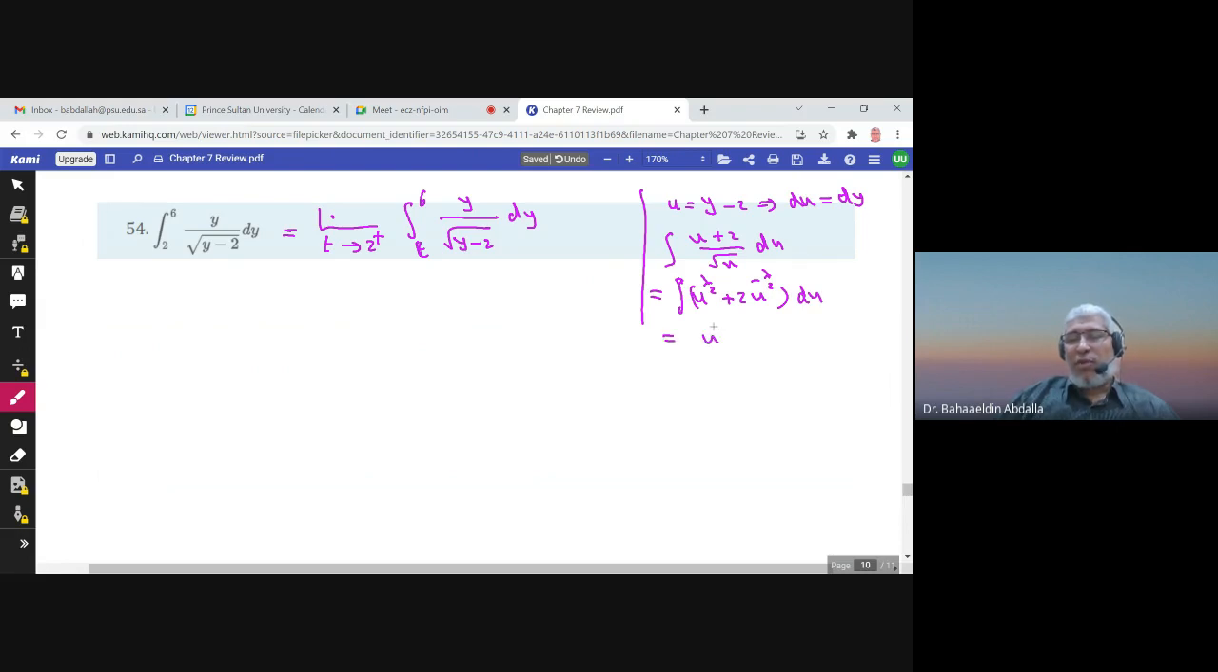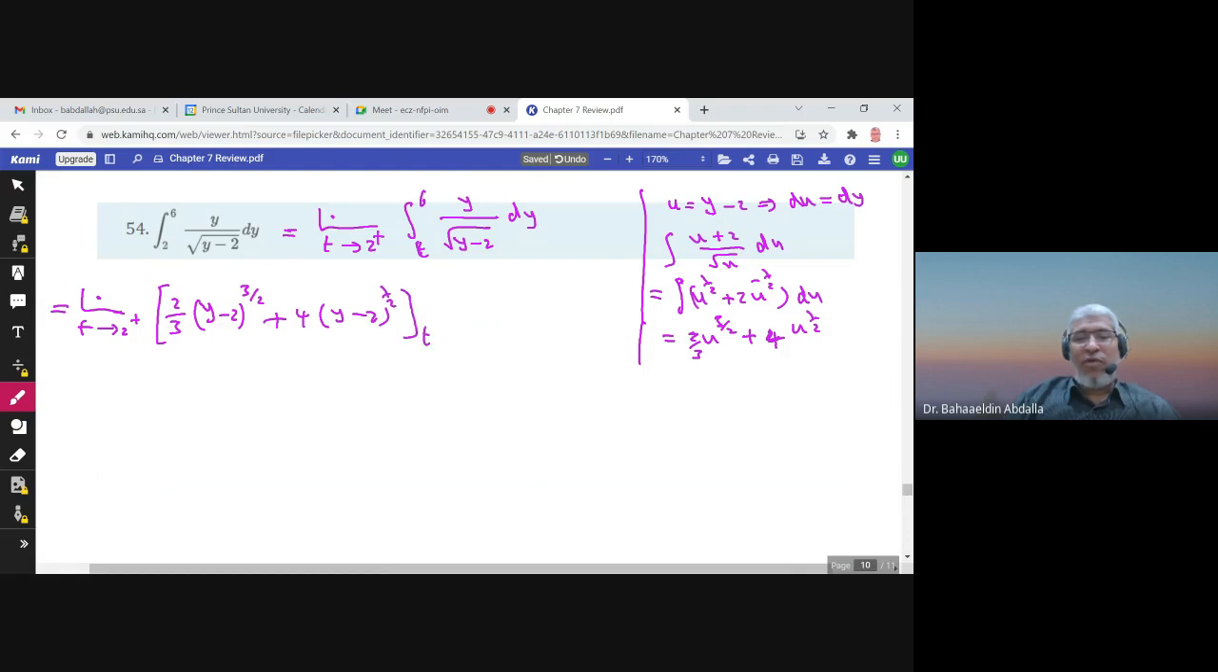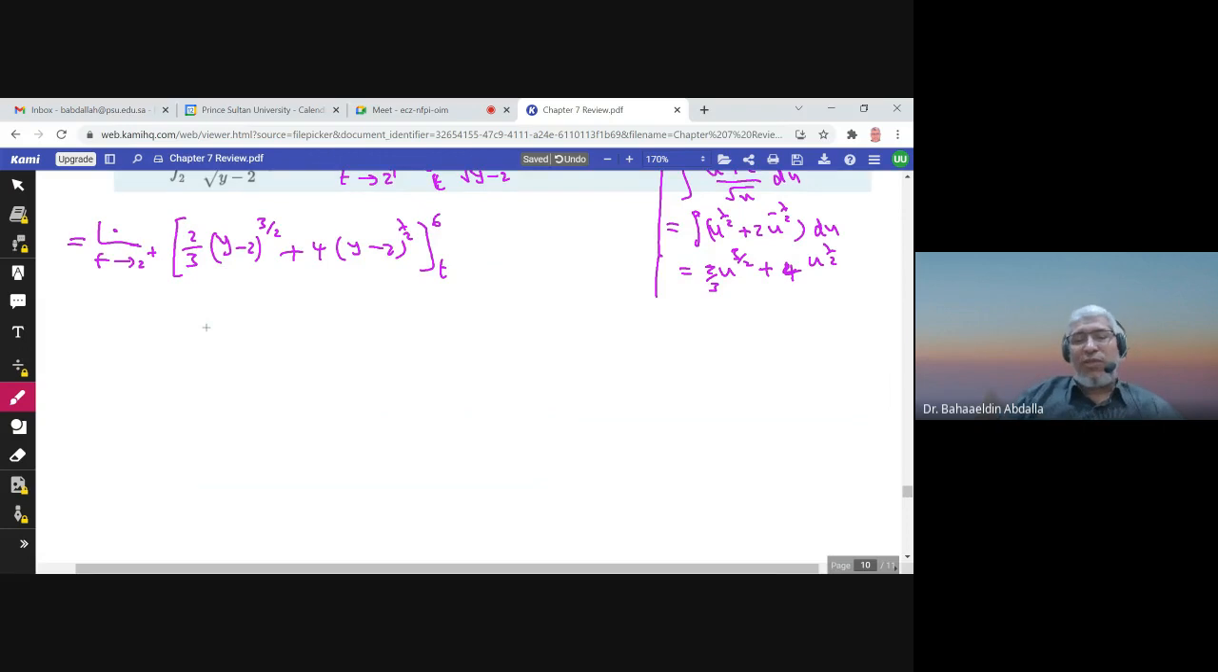And the integral would be u to the power half plus 1, 3 over 2, times 2 over 3, plus 2 times u to the power negative half plus 1 is half, over a half, or multiplied by 2. And now I can replace u by y minus 2. So this would be the limit as t approaches 2 from the right of 2 over 3 times y minus 2 to the power 3 over 2 plus 4 times y minus 2 to the power half, and all of this should be from t to 6.